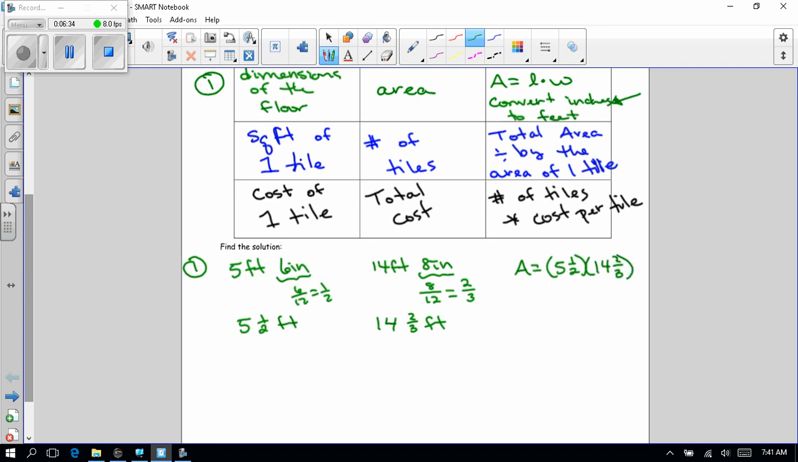If you have an ABC button on your calculator, you would type in 5, hit the ABC, type in 1, hit the ABC again, and hit 2. It's going to look kind of weird on your screen, but it will give you 5 1/2. Then you're going to hit times. Then you'll type in 14, hit that ABC button, 2, hit the ABC button, and 3. That will tell the calculator that you've got these mixed numbers. And then you just hit equals.